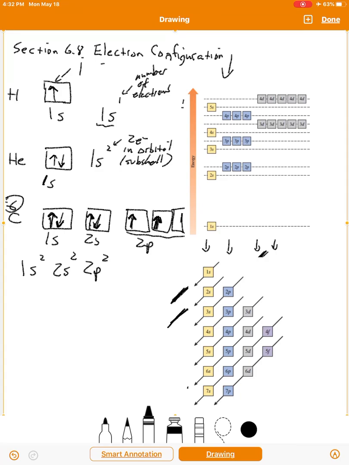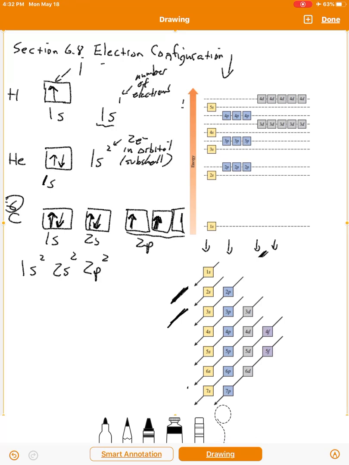So it is important to memorize the order of filling. 1s, 2s, 2p, 3s, 3p, 4s, 3d, 4p, 5s, so forth and so on. Okay? And then you can apply this to heavier and heavier elements.